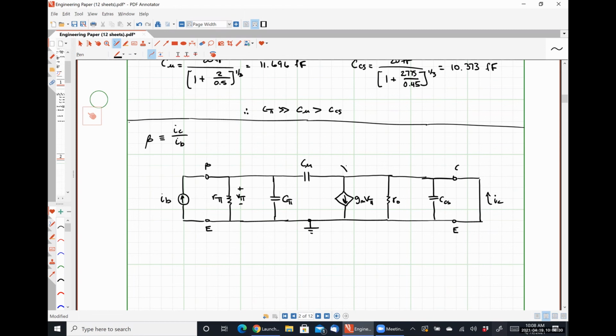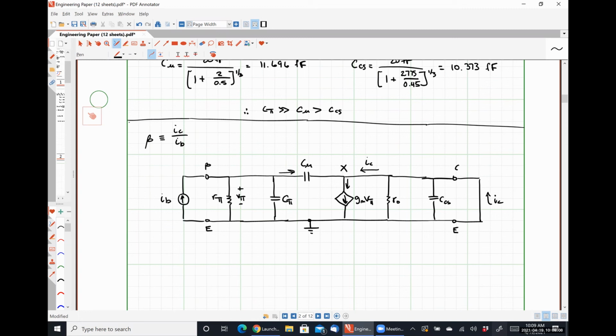So if I call this guy right here node X, and I apply Kirchhoff's current law, I'm going to have some current flowing in through this capacitor C mu. I'm going to have obviously my collector current IC flowing in to node X. Since this guy is short circuited and this guy is short circuited, we should see no current flowing through CCS or R naught. And then I have this guy down, right?